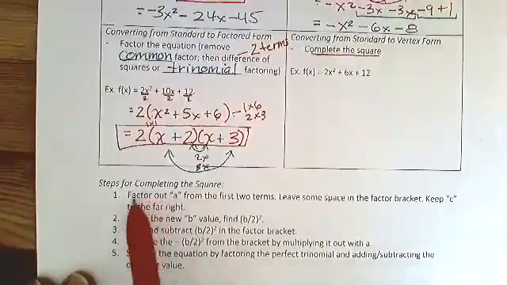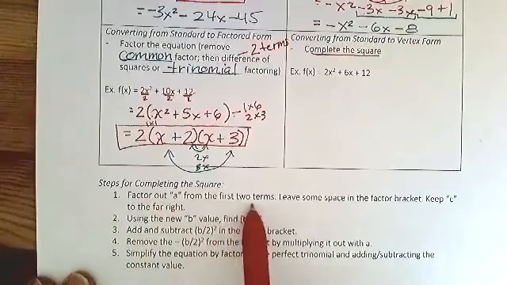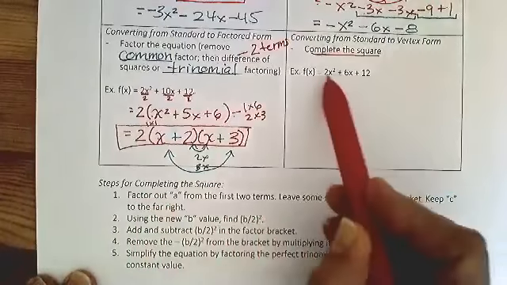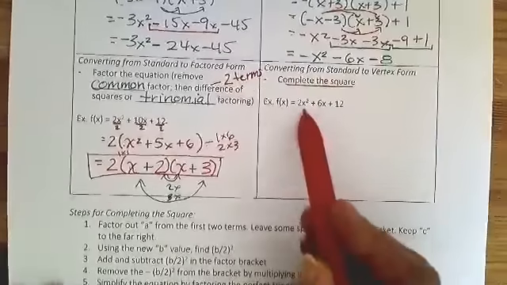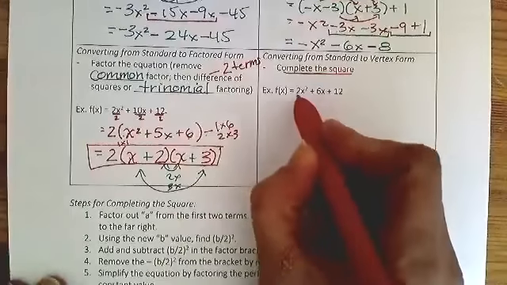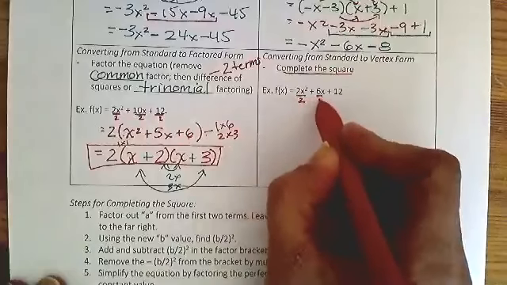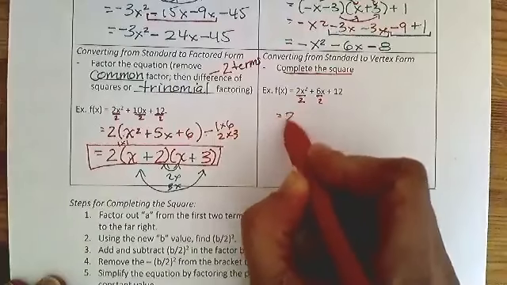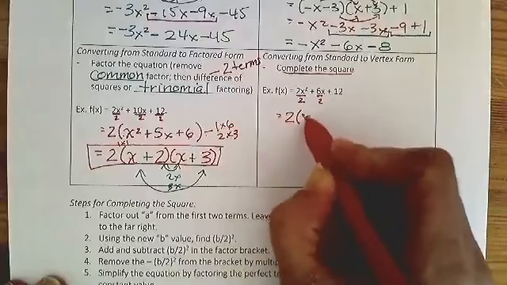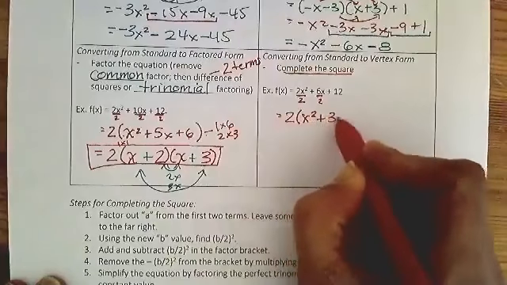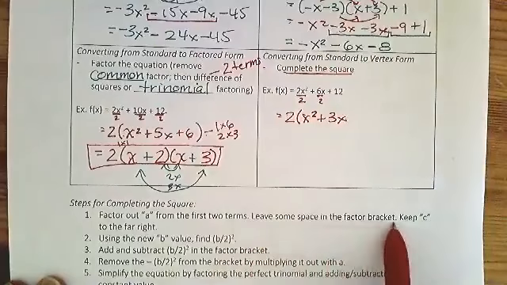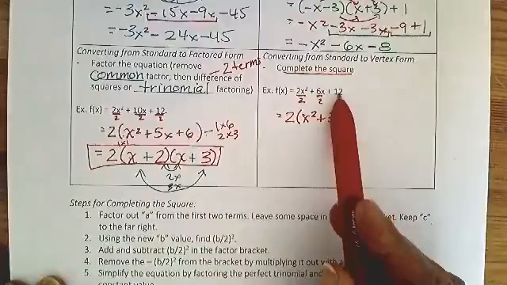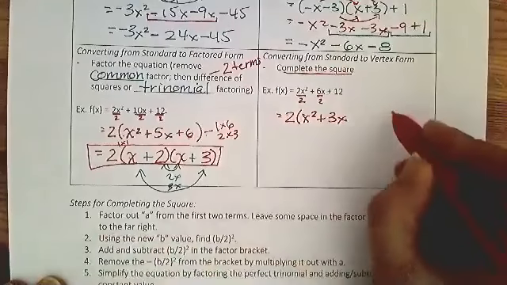So let's get started. Factor A from the first 2 terms. So I'm coming here, I know this is my A. If we look back up to the equation, the A is in front of the x squared. So I'm coming down here, I'm going to factor A out of both of these. So I have my A out front, then I have x squared, add 3x. Leave some space in the factor bracket, keep C, remember C is this last number, to the far right.